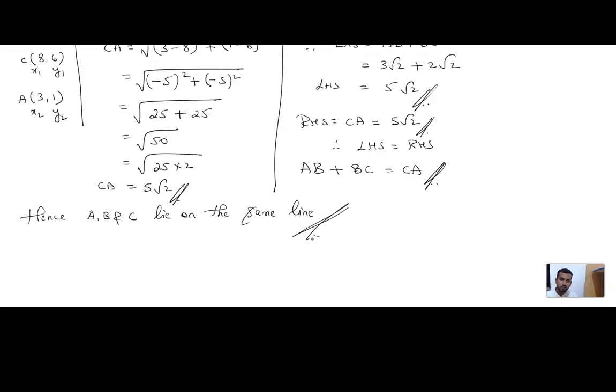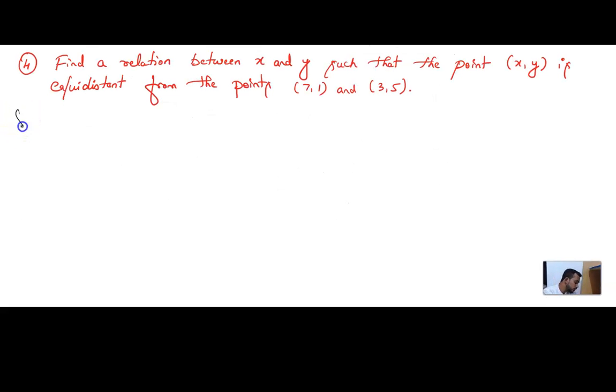Now let me solve the next problem. Yes, observe the next problem here. What is the question? Find a relation between x and y. He is asking us to find the relation between x and y such that the point x comma y is equidistant from the points 7 comma 1 and 3 comma 5.